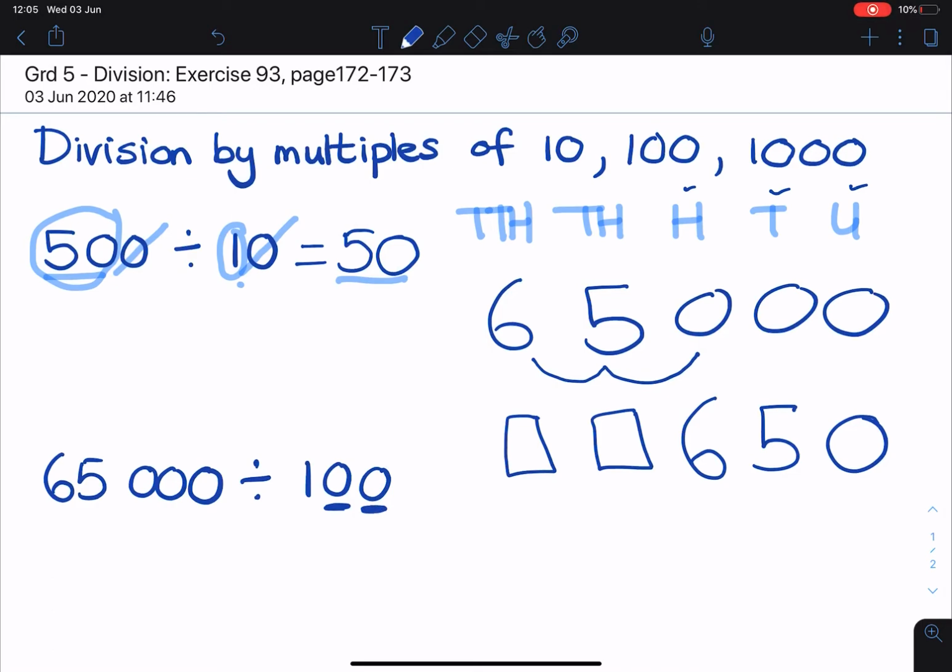Let's look at the shortcut for that sum. If I cancel 1 zero on this side for 1 on that side, I cancel 1 on this side for 1 on that side. I've got no more zeros here, so I can't cancel any more. I am left with 650, and there is our answer.